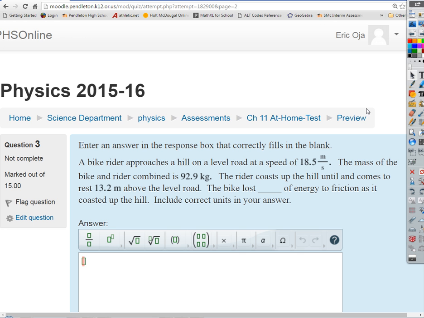So 1/2 m v1 squared plus m g h1 equals 1/2 m v2 squared plus m g h2, right? The mass isn't changing, it's just m.